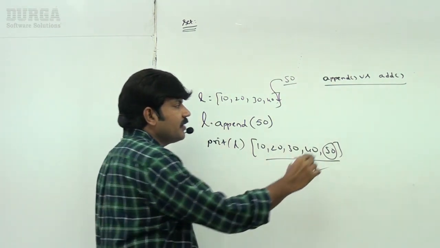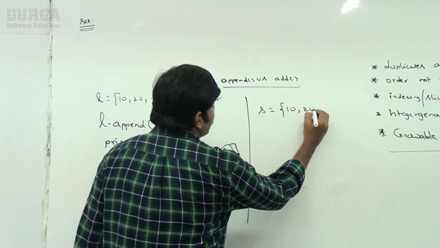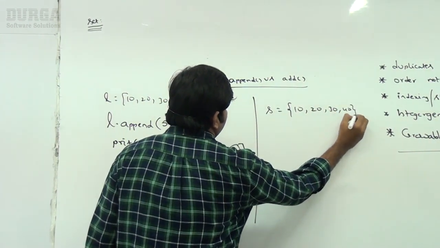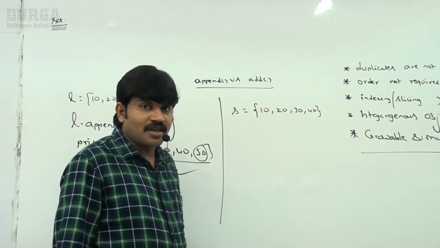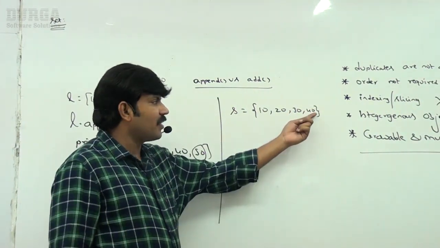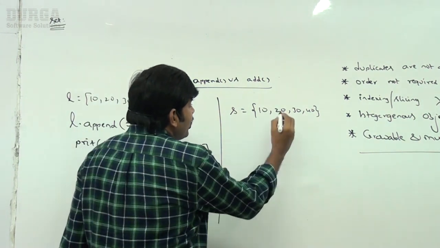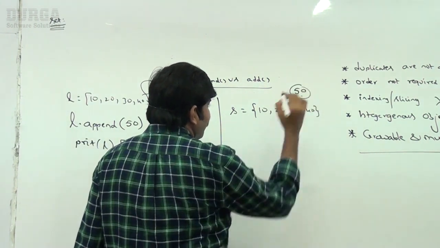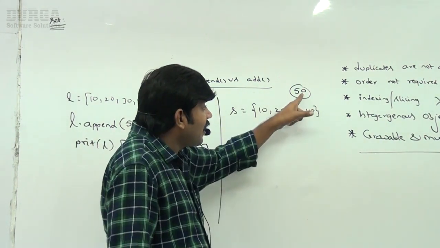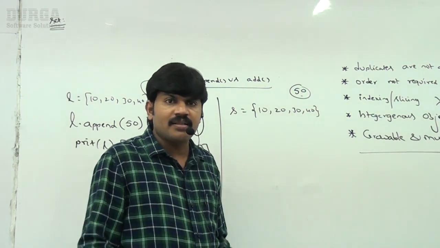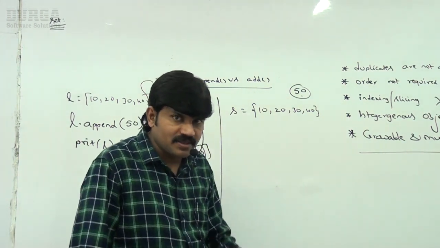But what about set? If I take S is equal to 10, 20, 30, 40. Order is not important. In memory, how these objects are going to be stored, there is no guarantee at all. Maybe 40 will come first. We don't know that. Now, if I add 50, where will this 50 be added? Is there any guarantee it is always going to be added at last? No guarantee at all. That's why such append terminology you can't use for the set.